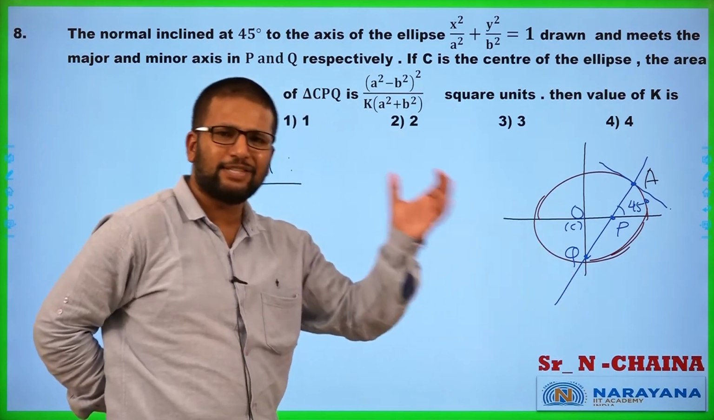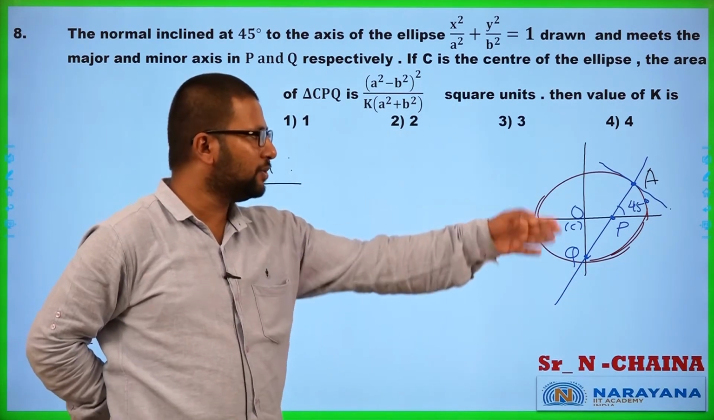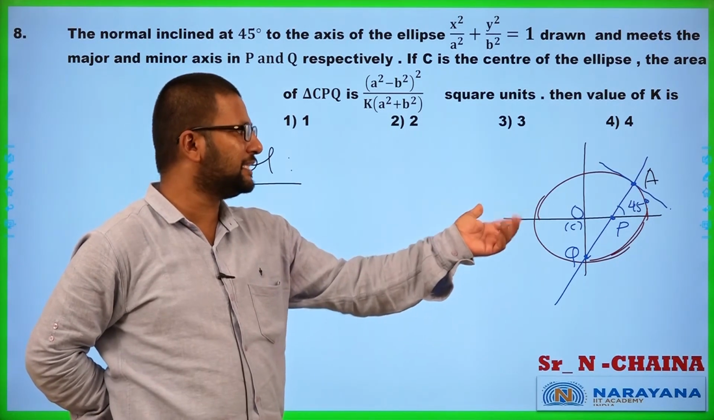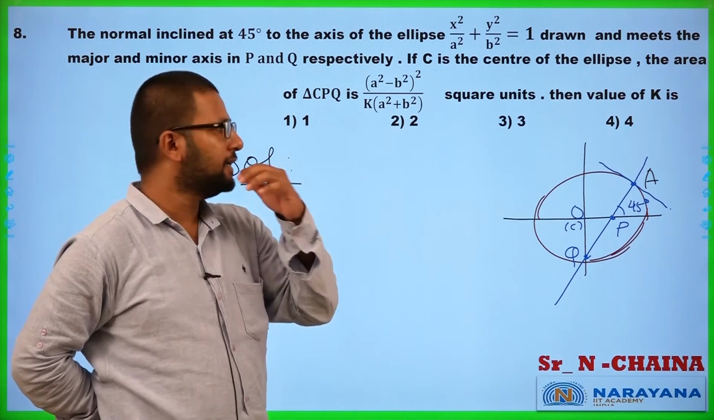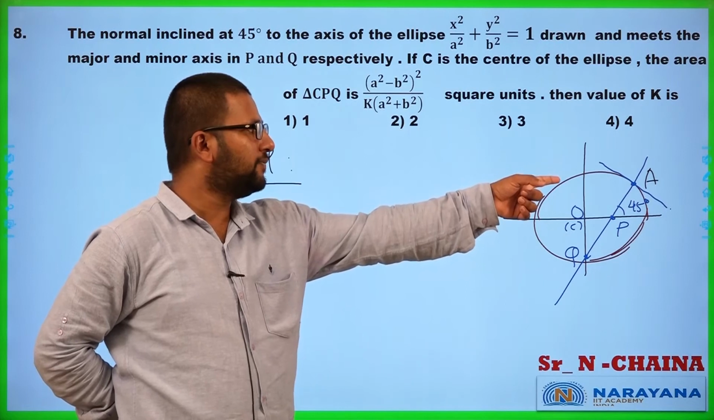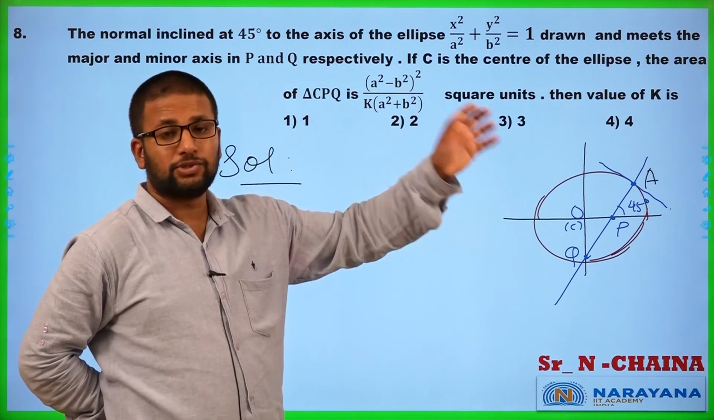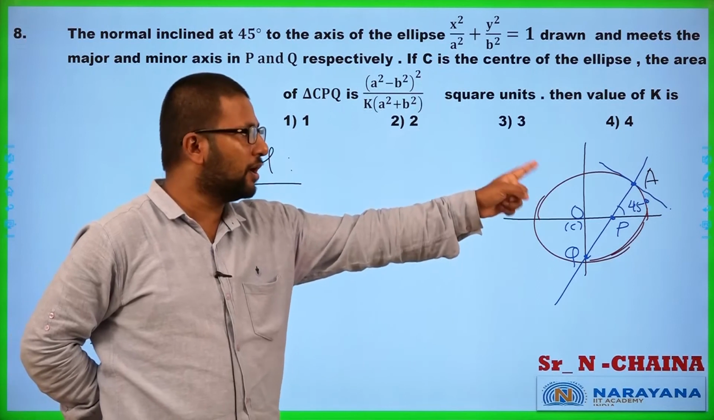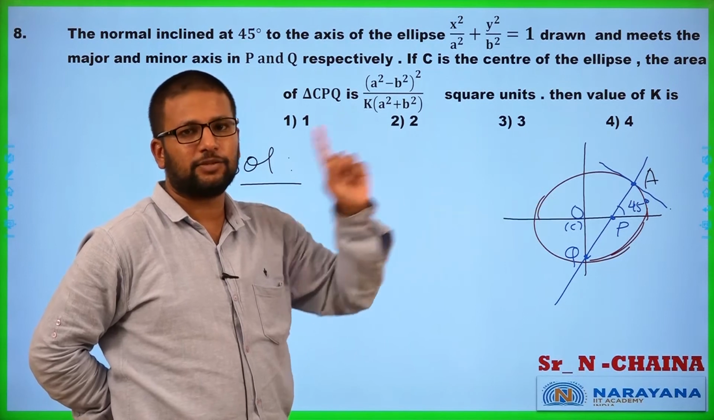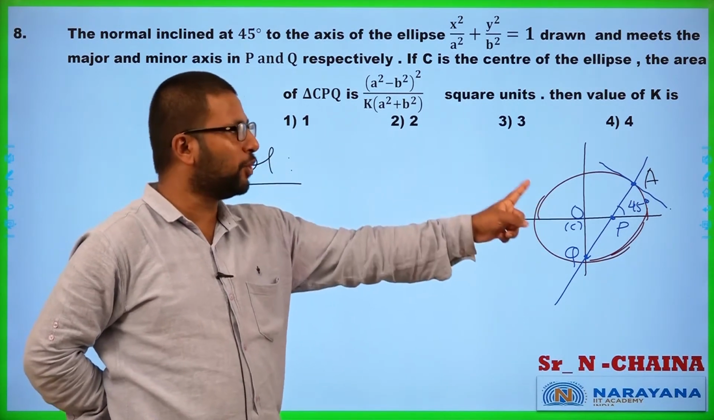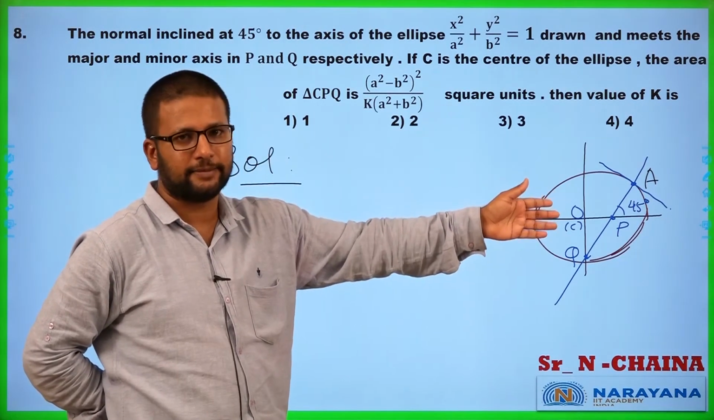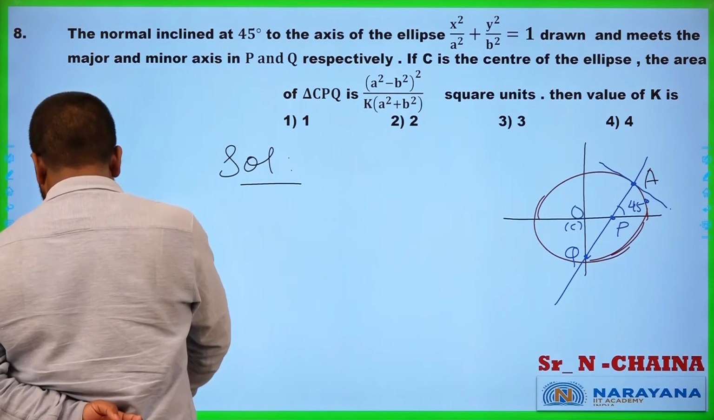But from the diagram itself, it should be very clear to you that CPQ is a right isosceles triangle. Correct? Which means CP has to be equal to CQ. So how much is CP? CP is actually the x-intercept of the normal. So now all we have to do is figure out the normal equation for which the slope is tan 45 degrees, 1. Figure out its x-intercept, which is equal to the y-intercept, and then the area of the triangle. Correct? Okay.